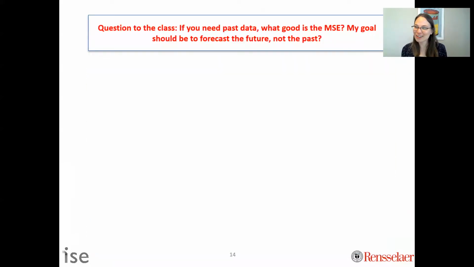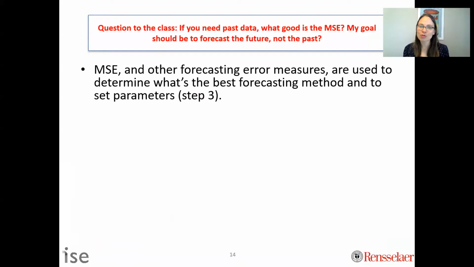And so to that question, I think it's important to think about what we are using MSE for. These measures of error, or MSE, are used to determine what's the best forecasting method and to set parameters. So we would calculate MSE for, let's say, a 3-period moving average, a 4-period moving average, a 5-period moving average over the historical data set. And then we'd say, which one has the lowest MSE? We had picked moving average as our forecasting method, but then what are we doing? We're setting n, and that's why we would do that.